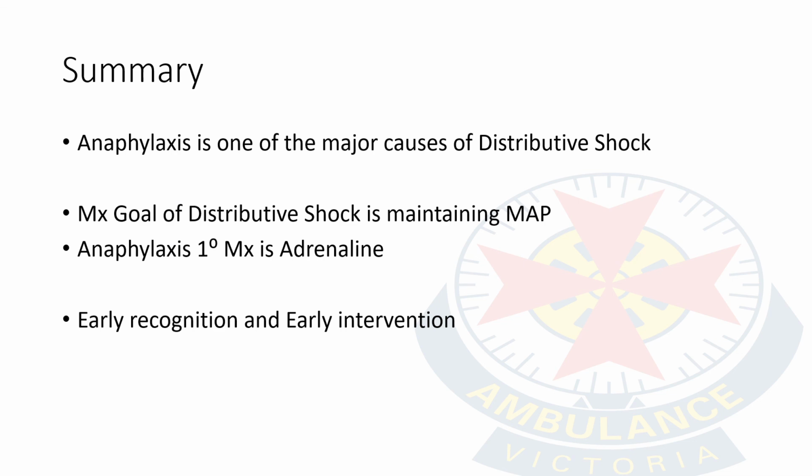So to sum up, anaphylaxis is one of the leading causes of distributive shock presenting to the emergency department. The management goal within emergency management of distributive shock is to maintain sufficient mean arterial pressure for oxygen and tissue perfusion to prevent cellular hypoxia. When distributive shock is caused by anaphylaxis, adrenaline is the primary management because of the systemic effects of adrenaline counteracting the systemic effects of histamine. And across all levels within the service, early recognition and early intervention is key to positive patient outcome.